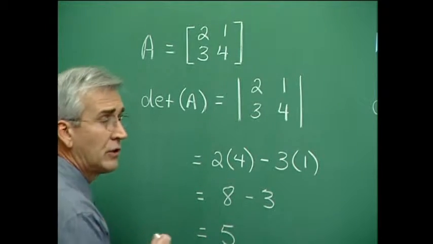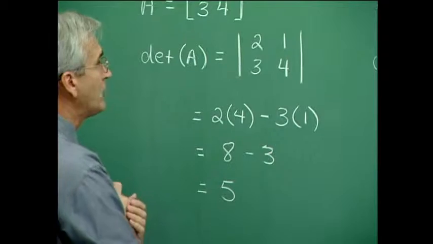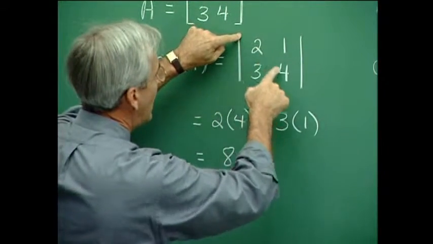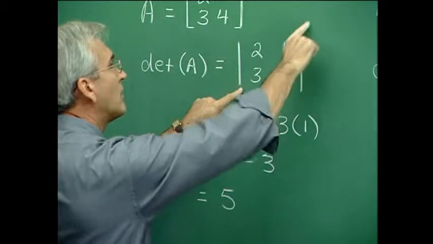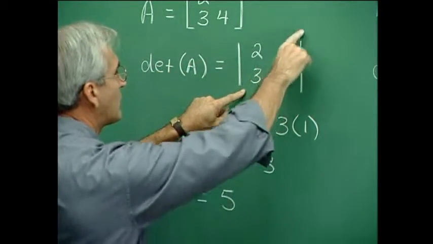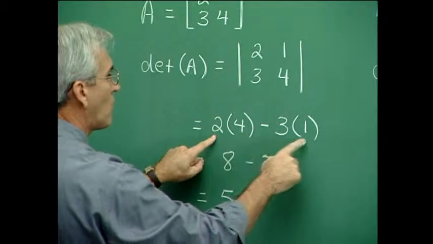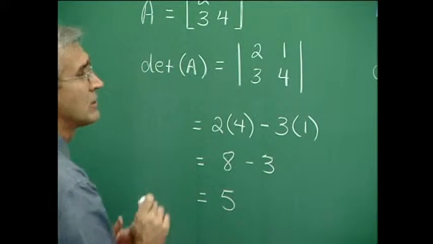Now, the calculation for determinant is particularly easy when we are just dealing with a little 2 by 2 matrix. We actually multiply the entries along this diagonal and subtract the product of the entries along this diagonal. So it would be 2 times 4 minus 3 times 1, or 5, as the determinant of this matrix.